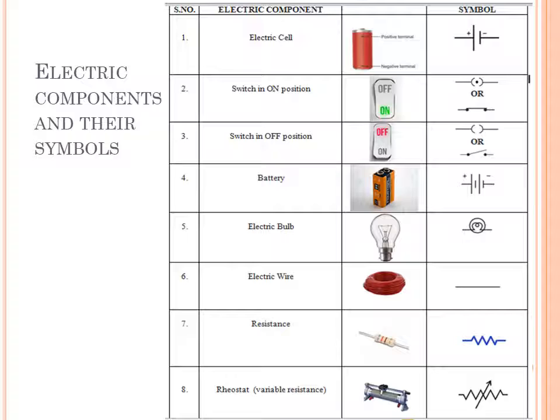Then comes the battery. As I told you, a battery is a combination of two or more cells. So if more than one cell is being connected, we have to draw a battery. That is, the number of cells will represent the battery. Here the two cells are being connected to show the battery. Then comes the electric bulb. The symbol is this. Electric wire is a straight line.